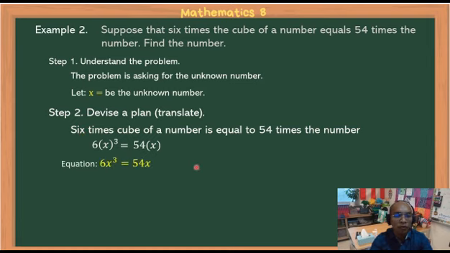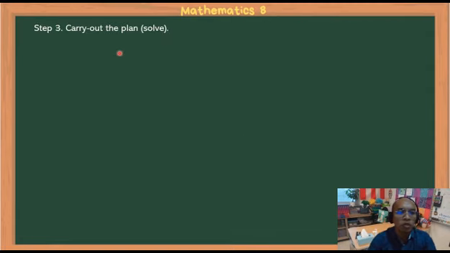So we will just simplify. So x to the power of 3 is x cubed. So we just copy 6. So the left side is 6x cubed. And 54 times x is 54x. So you are now ready to solve that problem. So the given equation is 6x cubed is equal to 54x.